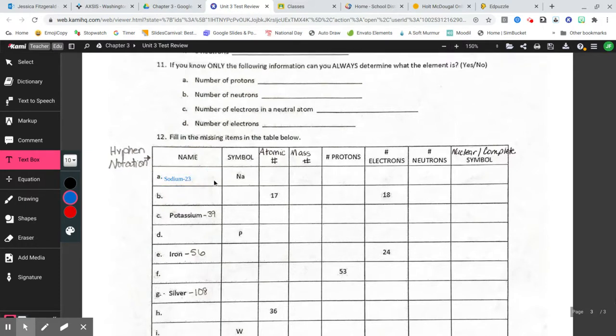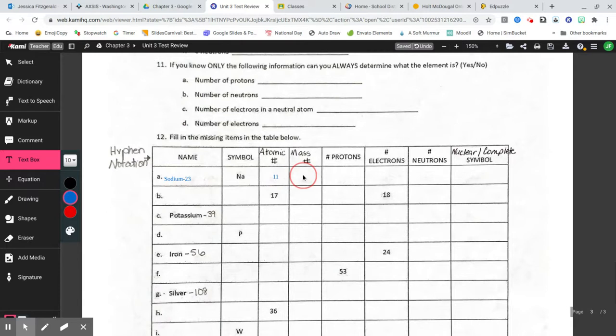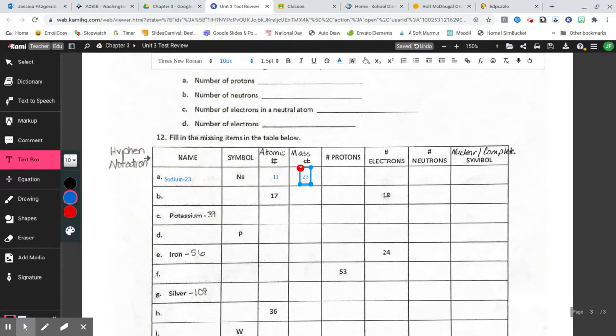So we have sodium 23, our element symbol for sodium is Na. So when you're writing or typing your element symbols, please make sure that I can tell that they're uppercase and lowercase when necessary. Your atomic number is your whole number on the periodic table. So sodium has the atomic number 11. We're going to round the mass to 23.